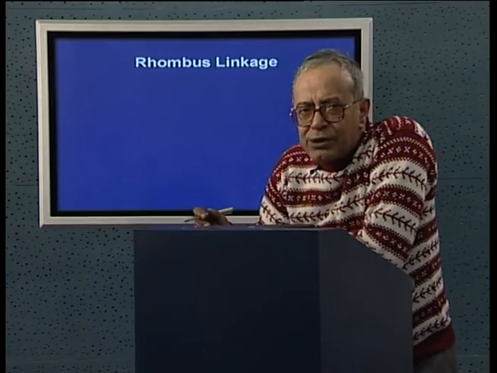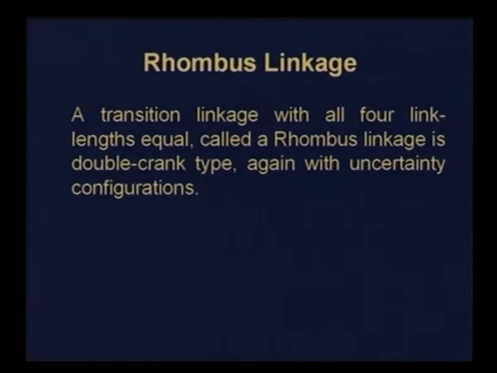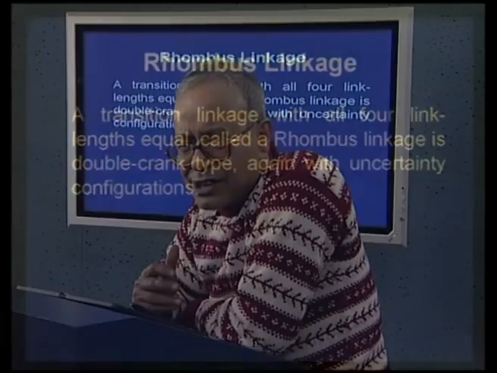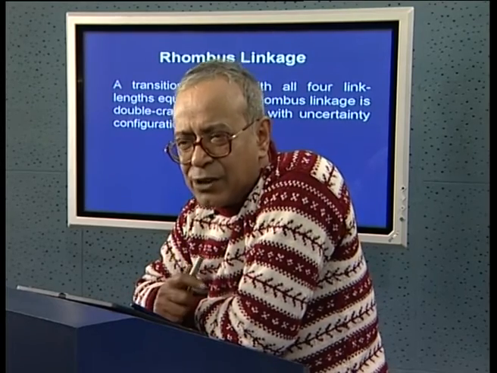Another trivial situation of a transition linkage occurs when all the link lengths are equal. That means again L min plus L max is L prime plus L double prime, because all the 4 link lengths are equal. With such equal link lengths, we get what is known as a rhombus linkage. So, in a rhombus linkage, whatever may be the kinematic inversion, just like a parallelogram linkage, we get double crank type linkages, of course, only when the uncertainty configurations are avoided. Here again all the link lengths will become collinear at various configurations, and as we will see, the linkage will move in an uncertain manner at these uncertainty configurations.